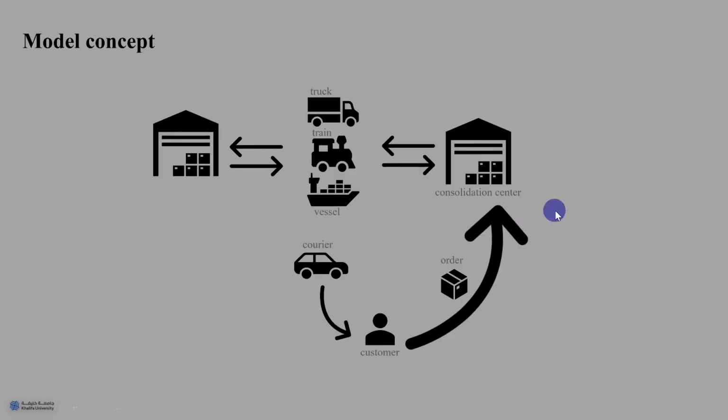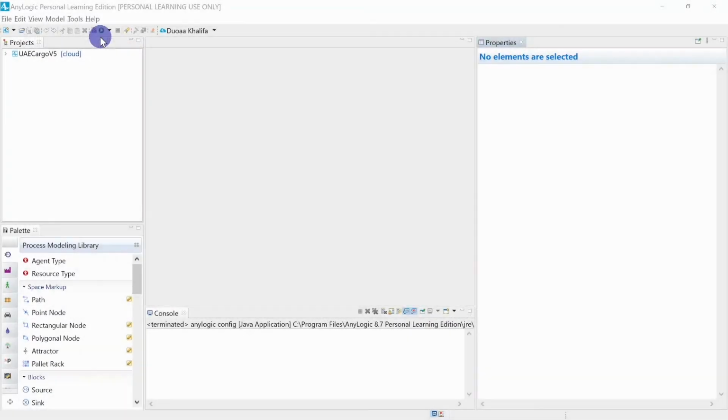In a nutshell, our model assumes having consolidation centers, trucks, trains, and vessels that transport cargo orders between the consolidation centers. Regarding the cargo orders pickup and delivery, we assume that customers can either drop their cargo orders for shipment at a consolidation center or request a carrier to pick up the orders and deliver them to consolidation centers on their behalf. Now let's take a look at the model.